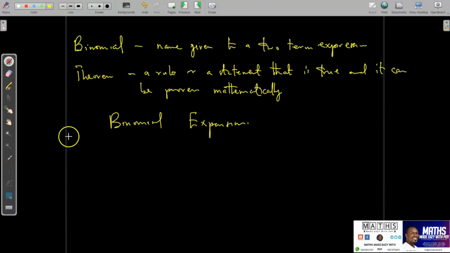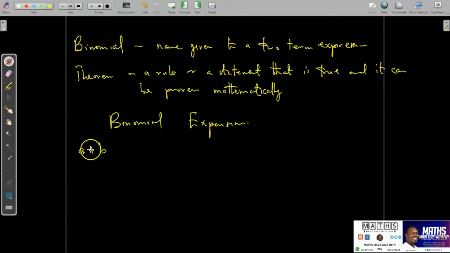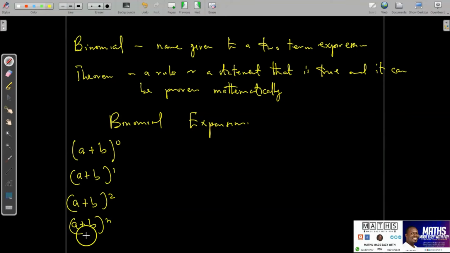So to begin with, if we are talking about binomial, which we said is a two-term expression, I may have a two-term expression like a plus b. And the only time you can expand a plus b is when the term is raised to an exponent. So we may have (a + b) to the power 0, (a + b) to the power 1, (a + b) to the power 2, and it goes on and on. So we may have (a + b) all to the power n.